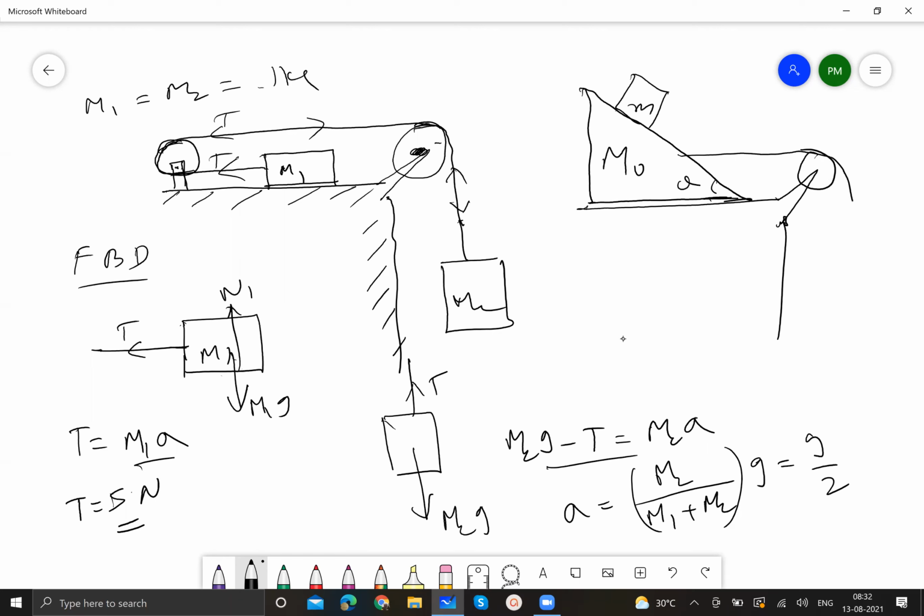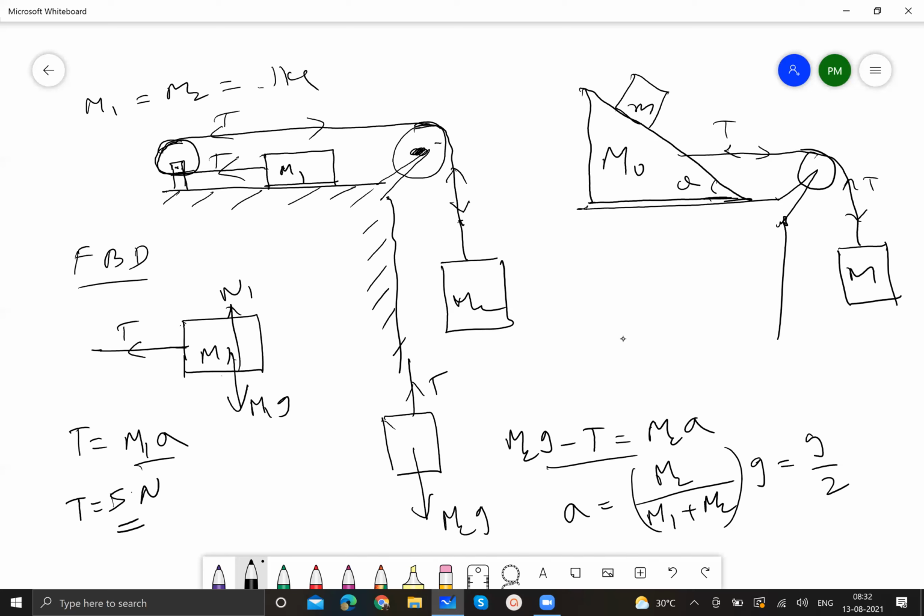So this is a thread, and at its free end, another block m is suspended. No friction, and the pulleys are also frictionless. And of course, tension should be there. So here also we'll draw free body diagrams for three objects: one is small m on the wedge, second is capital M, and third is m naught.